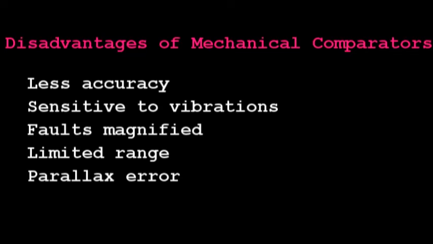And next, limited range. The range of the instrument is very limited as the pointer moves over a fixed scale. And the parallax error. Errors due to parallax are more likely with these instruments as the pointer moves over a fixed scale. So this is the clear-cut information about the mechanical comparator.